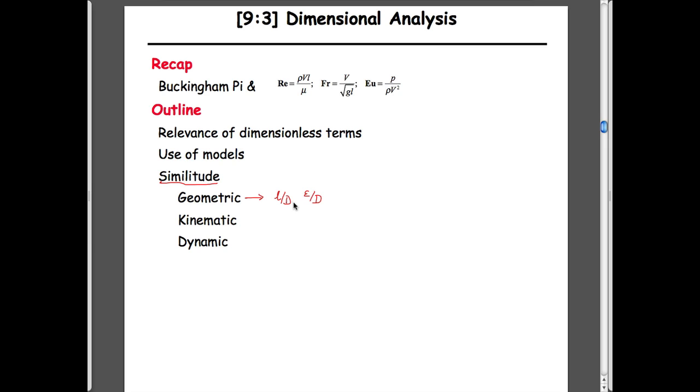So in other words, the model has to look like the real thing. It can't be stretched or squeezed in some way. It has to physically be reduced in all dimensions. So first is that we want geometric similitude. The second is that we want to have kinematic similitude, which typically means that the Reynolds number of the model is equal to the Reynolds number of the prototype.